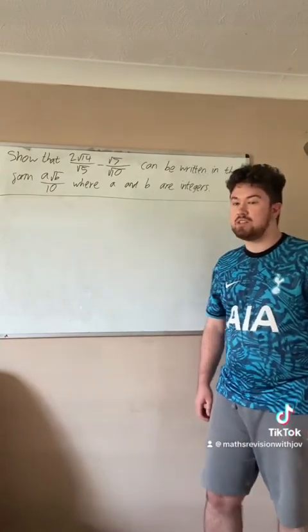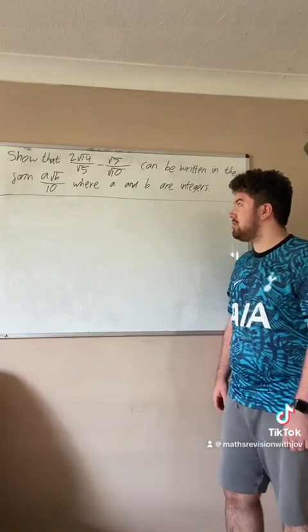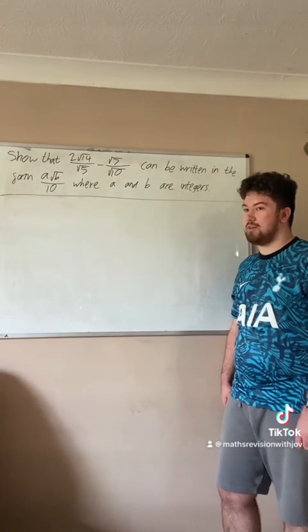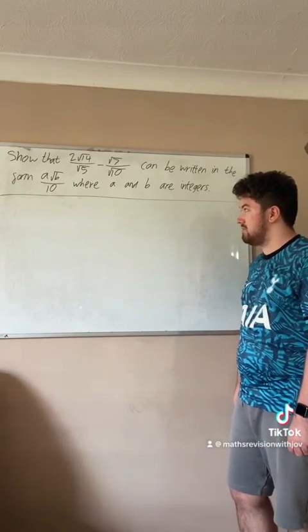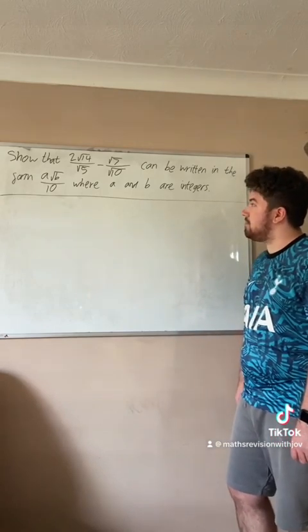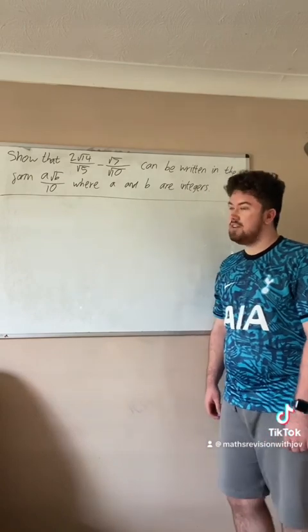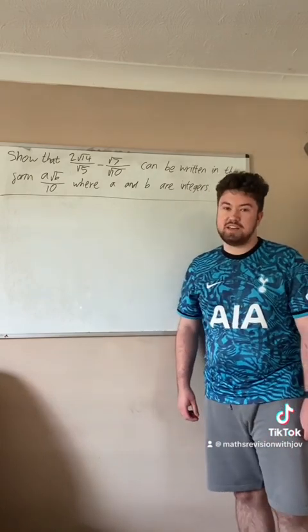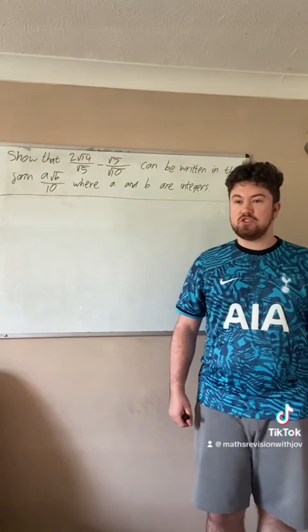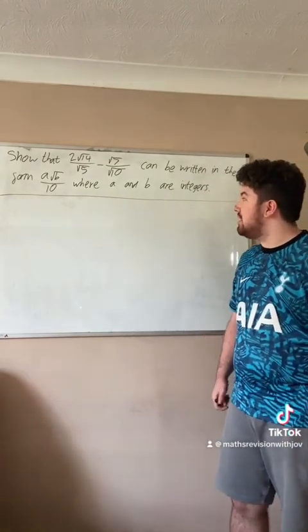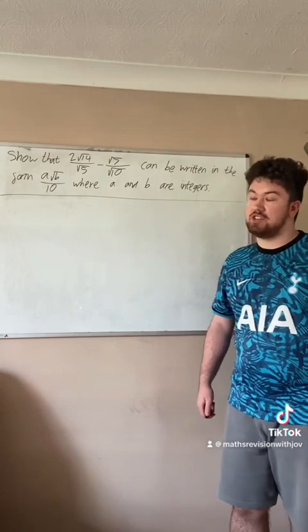Today we will be solving the problem: show that 2 times the square root of 14 divided by the square root of 5, minus the square root of 7 divided by the square root of 10, can be written in the form a times the square root of b divided by 10, where a and b are integers. To solve this problem, we will need to be rationalising the denominators and then performing some simplification.